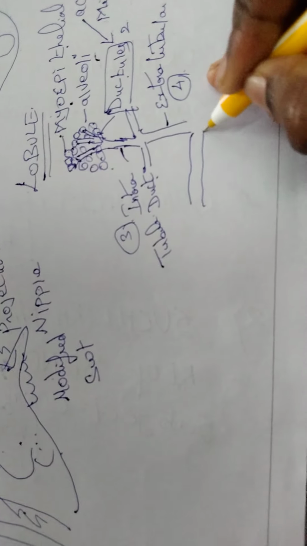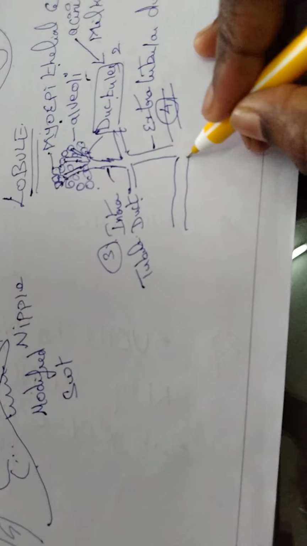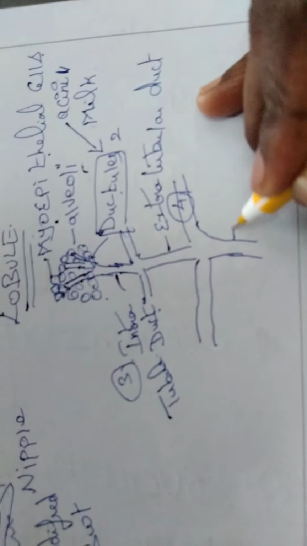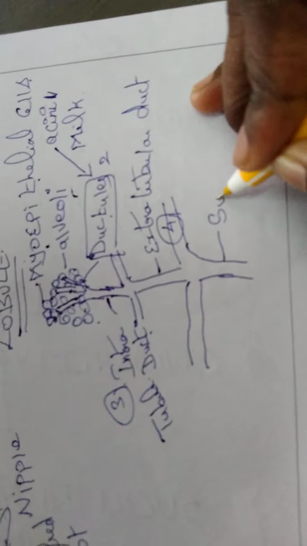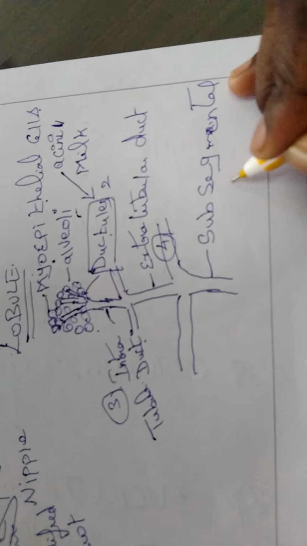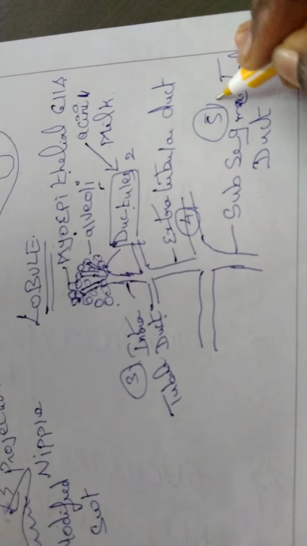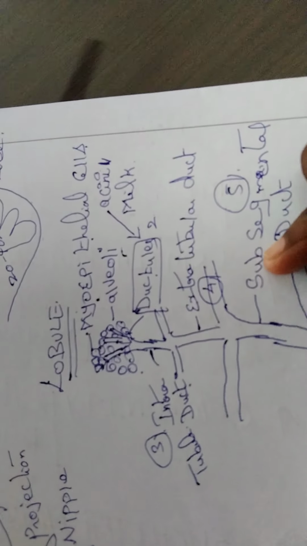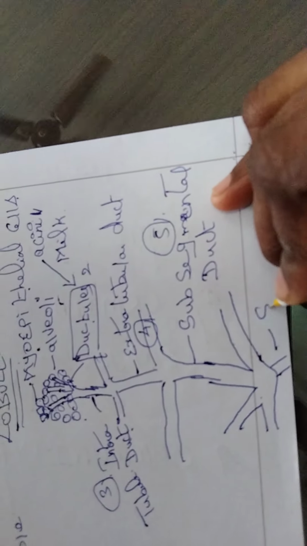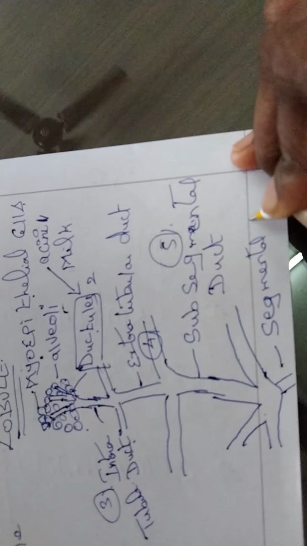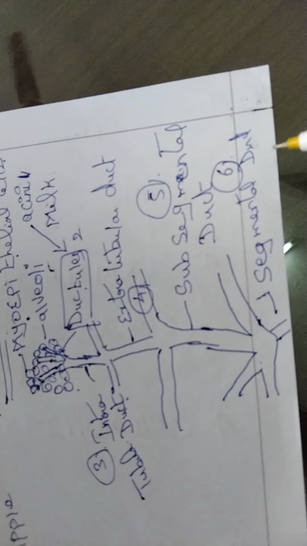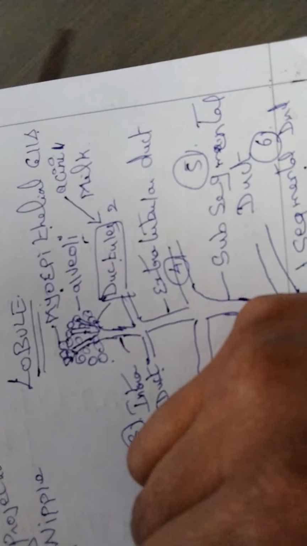Now like this we have many extratubular ducts, and all these extratubular ducts join to form a structure which we call the subsegmental duct. Many subsegmental ducts join together to form a structure which we call the segmental duct. So the sixth portion where the milk enters is the segmental duct.